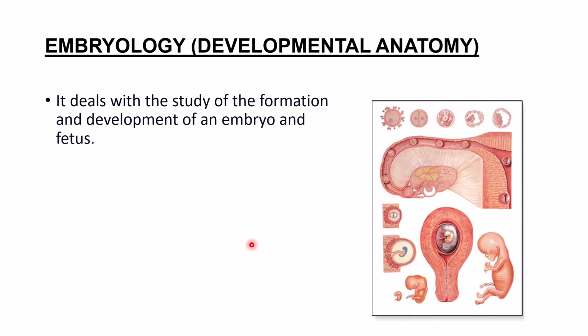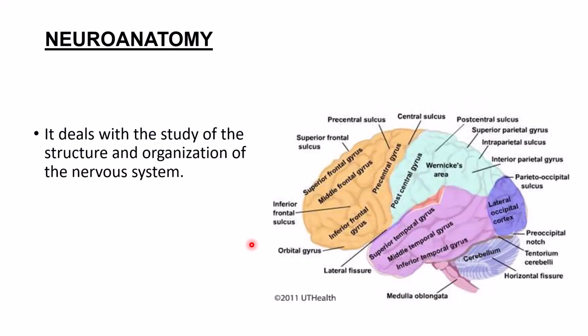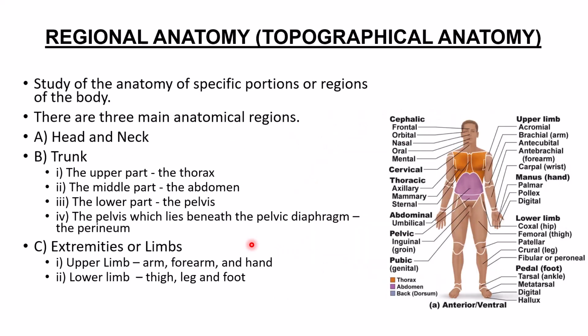Embryology, or developmental anatomy. It deals with the study of the formation and the development of an embryo and fetus. Then the neuroanatomy. It deals with the study of the structure and the organization of the nervous system, the brain and the spinal cord. Regional anatomy, which is also called topographical anatomy. It is the study of the anatomy of the specific portions or regions of the body.